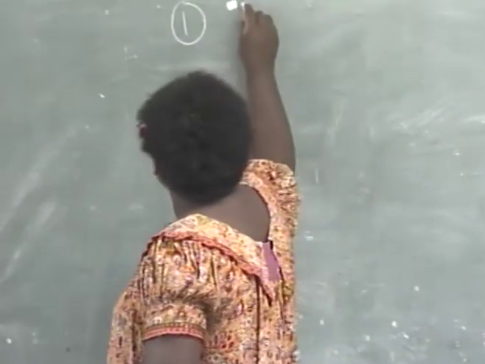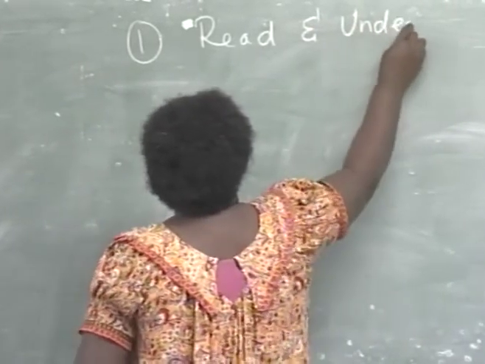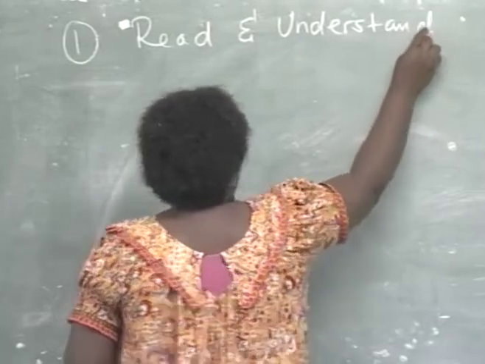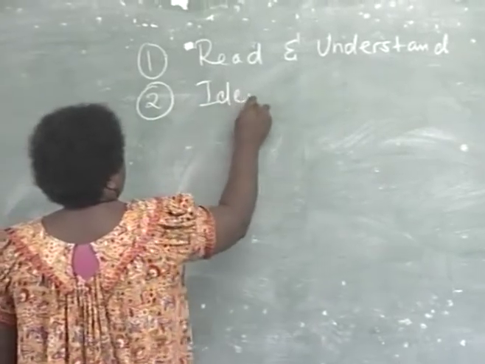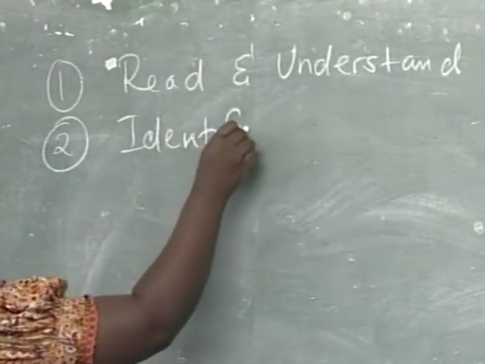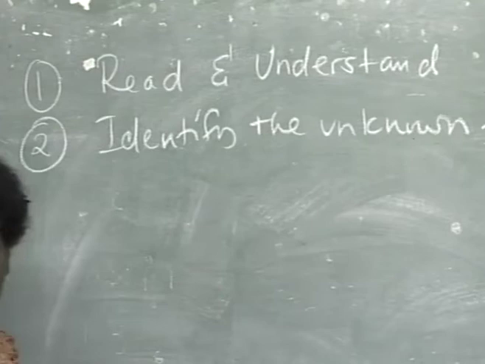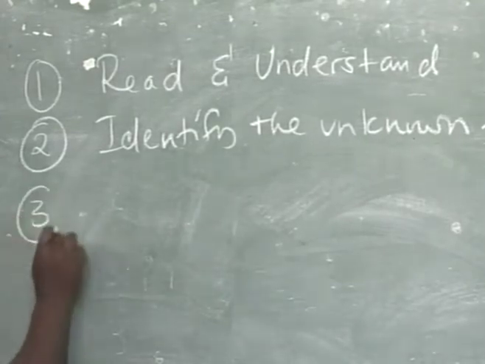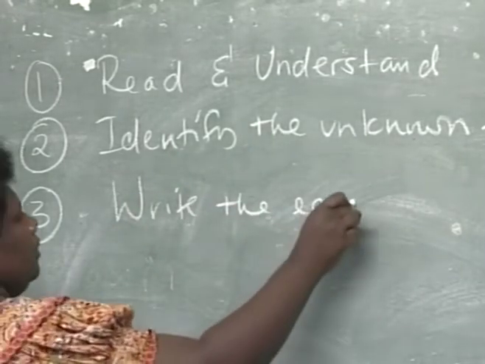Okay, before you do that, I'd just like to summarize the steps that you need to take to be able to solve a word problem. The first one is you need to read and understand what the question is talking about. And secondly, identify what the unknown is, and then you write the equation.